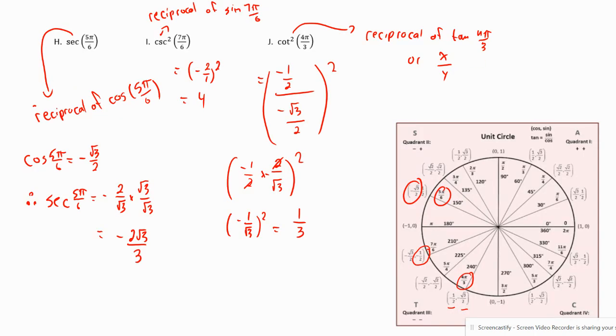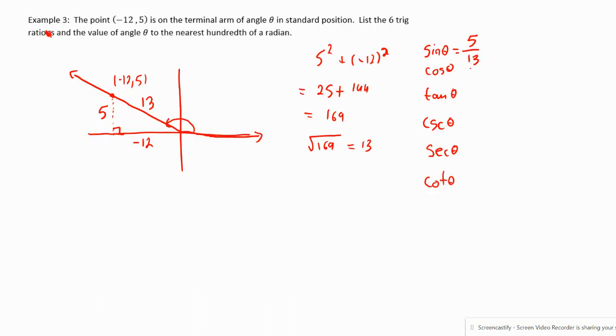Cosine is negative 12 over 13. This is going to be x over r. Tan is going to be negative 5 over 12 because we're going y over x.